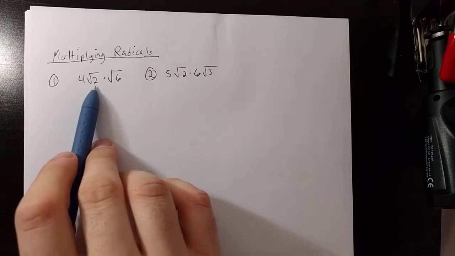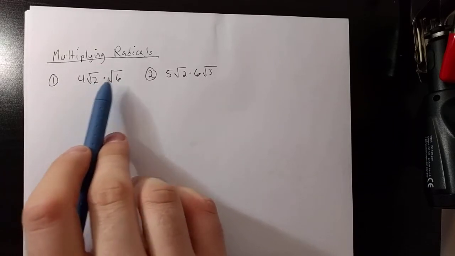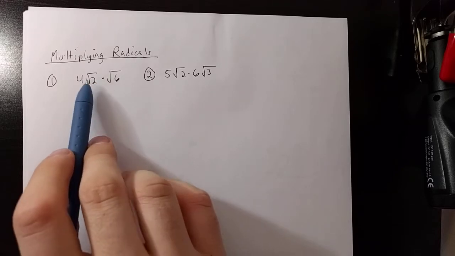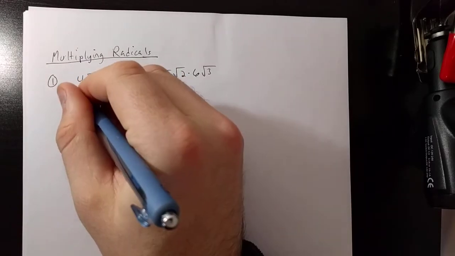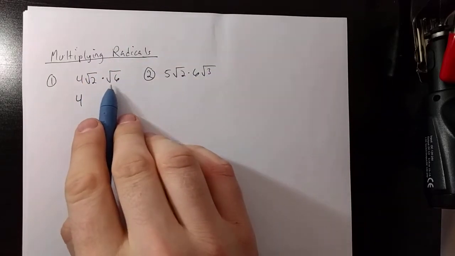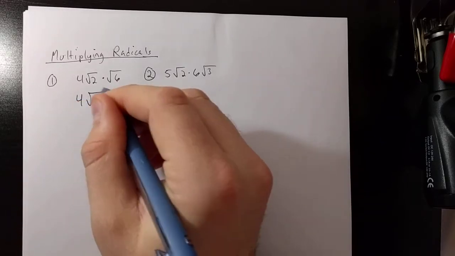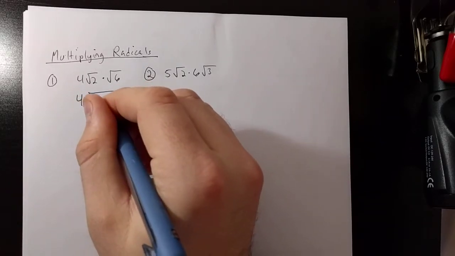Let's start with example number 1. We have 1, 2, 3 numbers here. 2 of them are in a radical, so I can multiply these two together. So instead of 4 root 2 times root 6, it's going to be 4 times root of 2 times 6, which is 12.